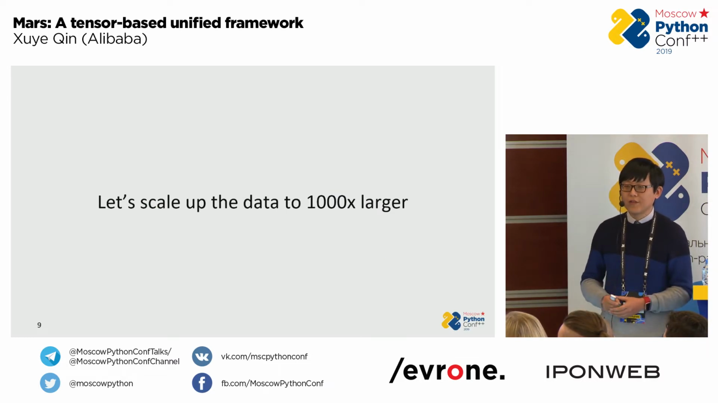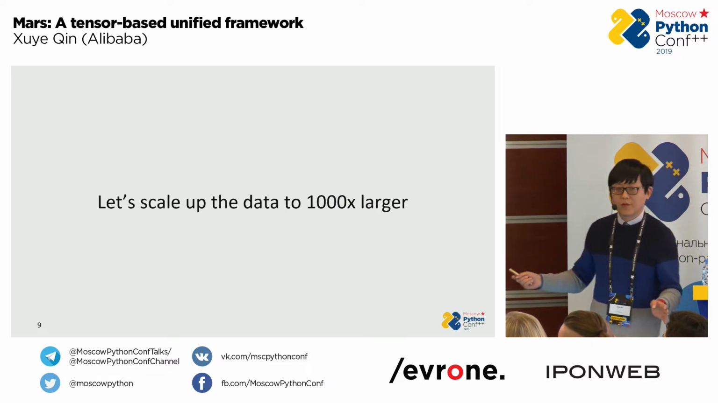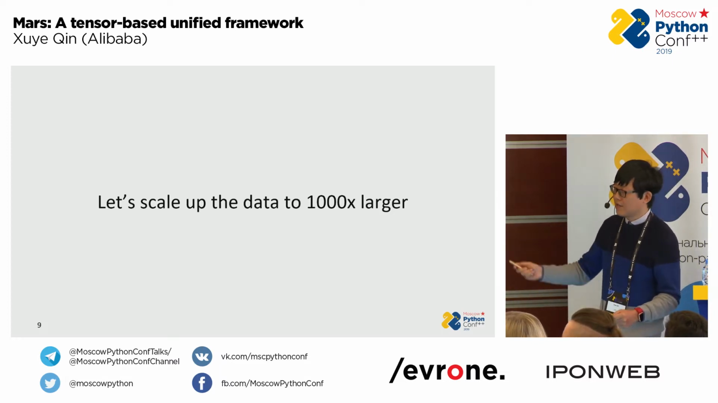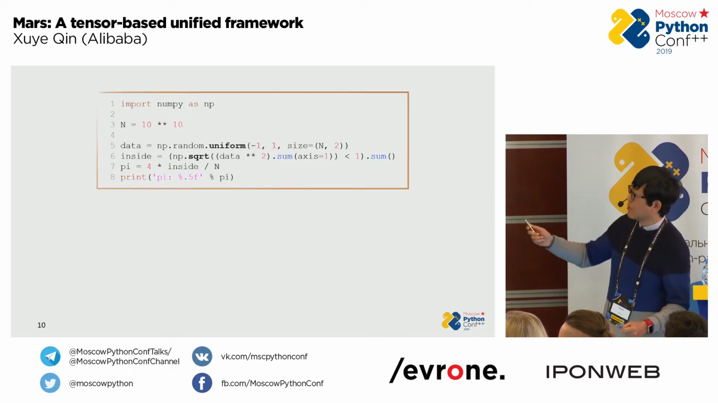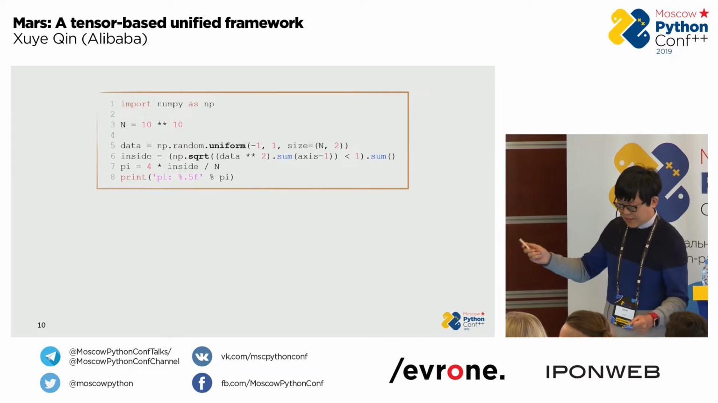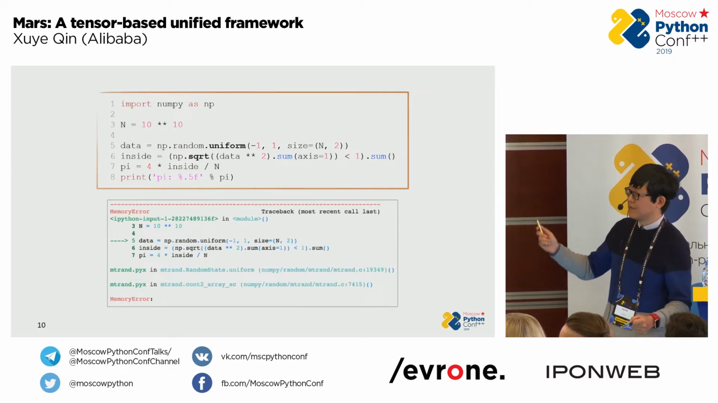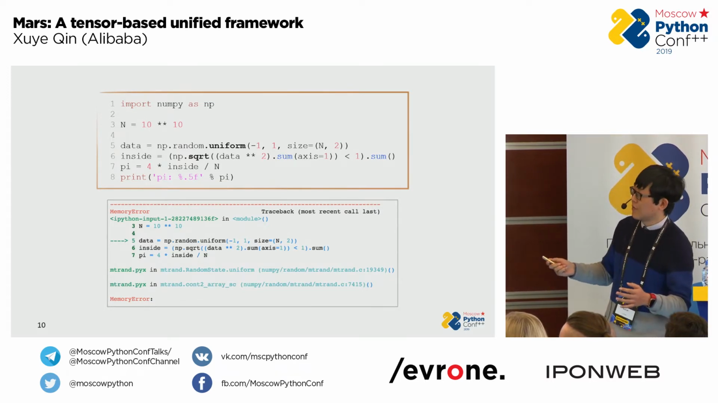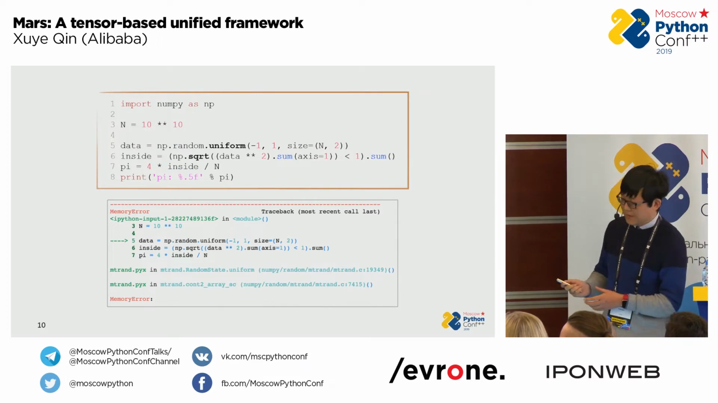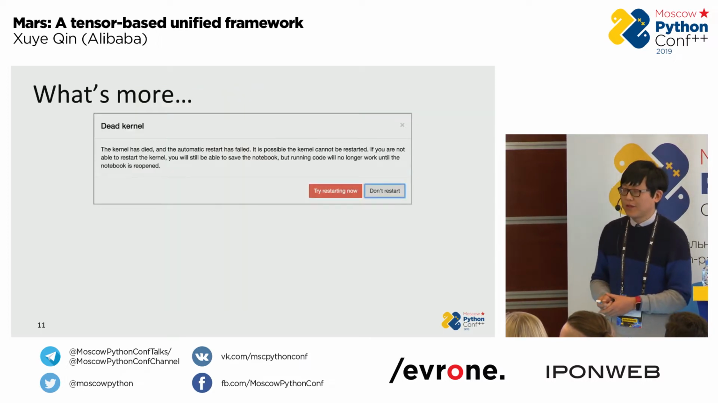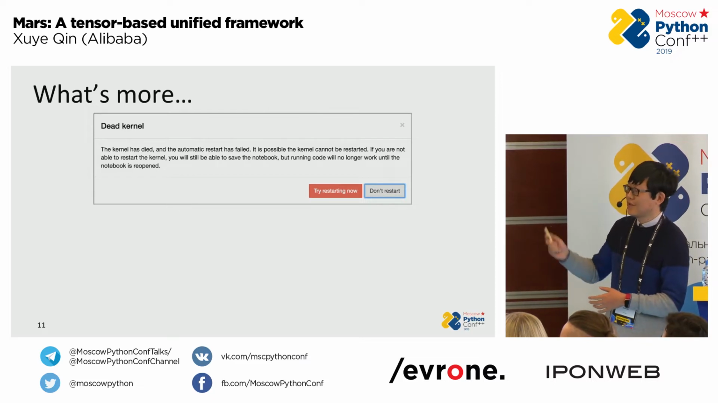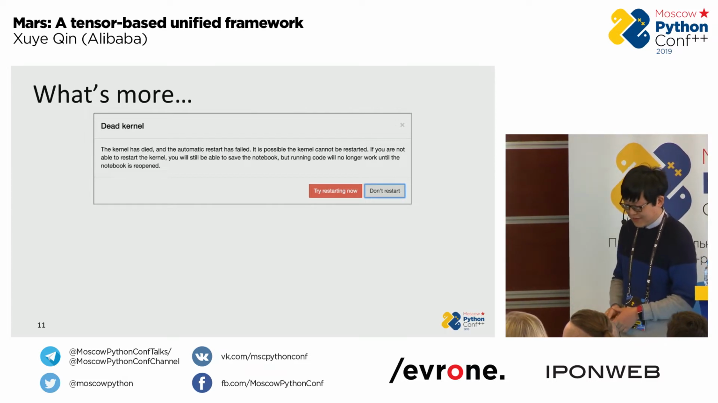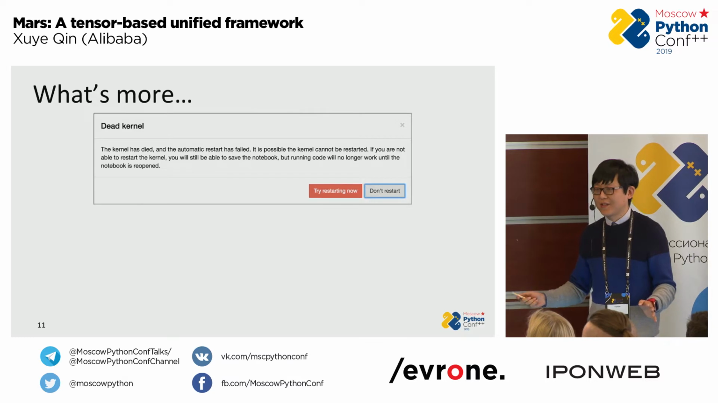I have mentioned that the more points we generate, the more accurate pi will be. So let's scale the data up to 1,000 times larger. Here we generate 10 billion points, and we get a memory error because we don't have that much memory. And if you are running on Jupyter, you get a worse situation: your kernel is killed by the system or another process. You get a dead kernel, and you lose all the data you have run.